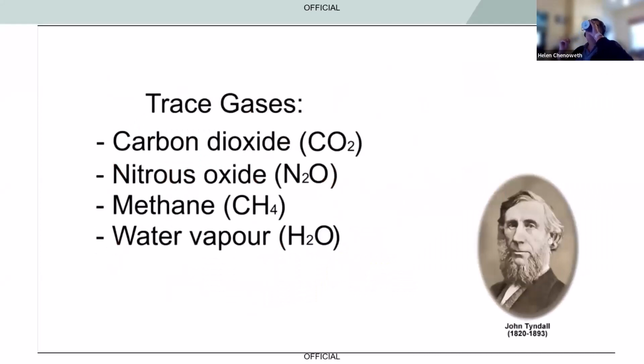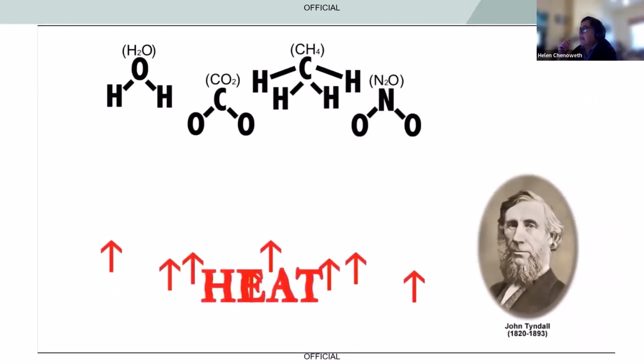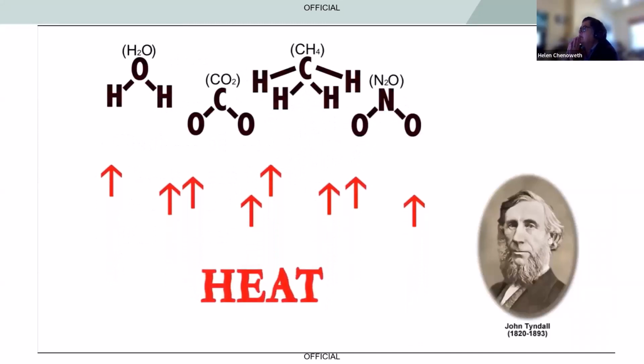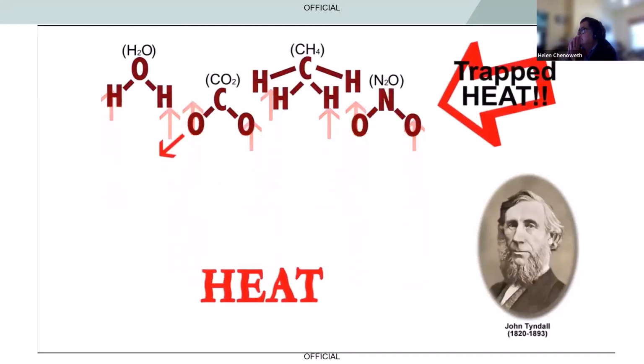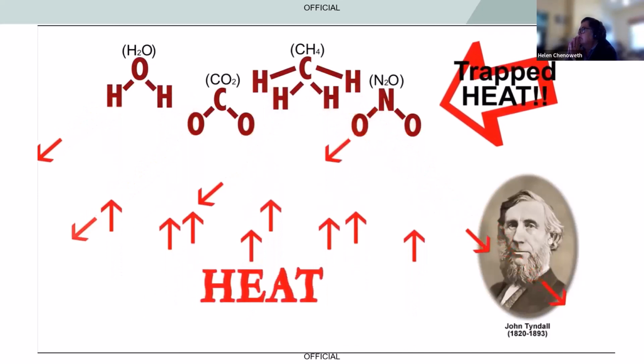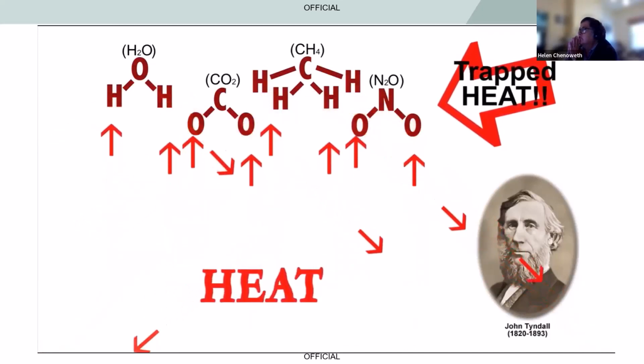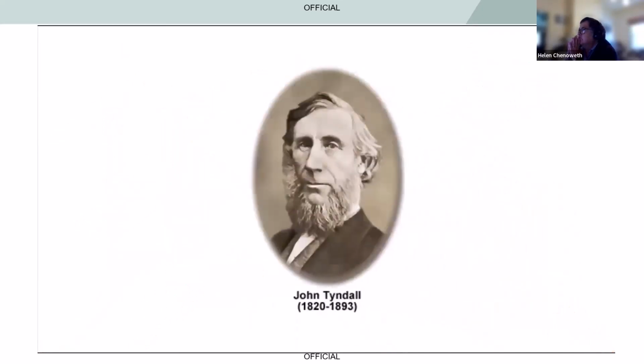So then he tested some of the trace gases, and to his surprise, these trace gases absorbed and trapped the heat radiation, and thus discovered the greenhouse gases: carbon dioxide, methane, nitrous oxide, water vapour. Good work, John. Thanks, Graham.